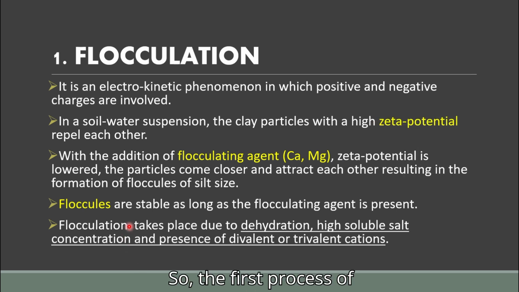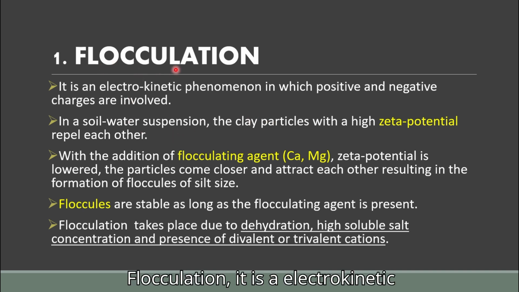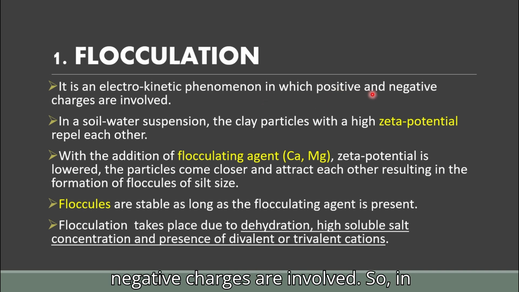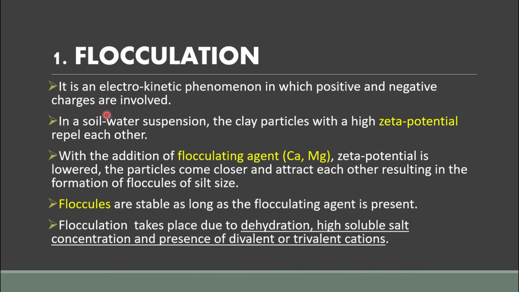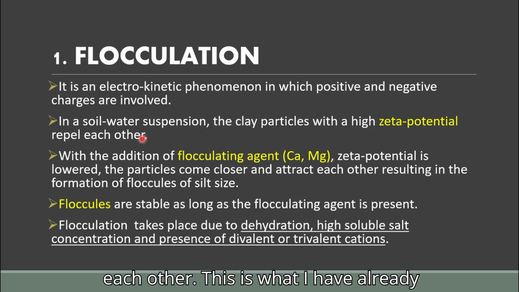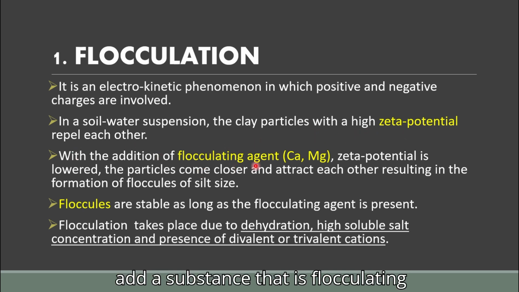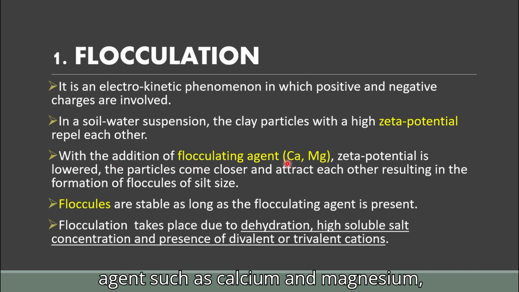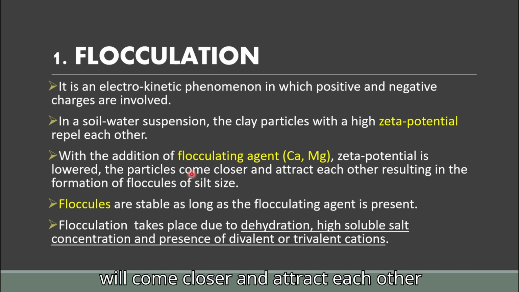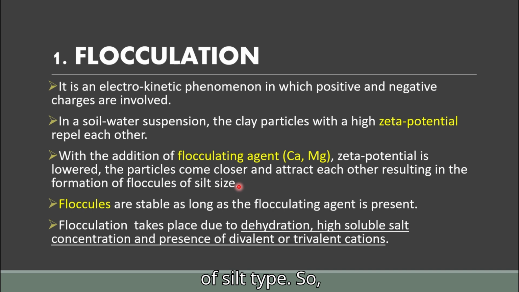So the first process of soil structure formation is flocculation. It is an electrokinetic phenomenon in which positive and negative charges are involved. In soil water suspension, the clay particles with high zeta potential repel each other. This is what I have already said. When we add a flocculating agent such as calcium and magnesium, zeta potential is lowered. The particles will come closer and attract each other, resulting in the formation of flocules of silt size.